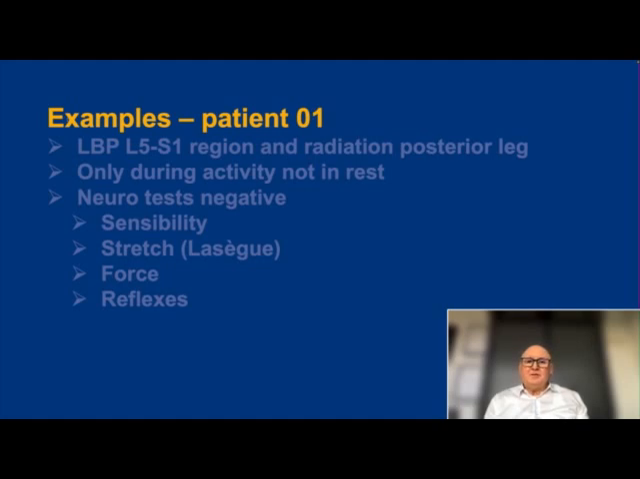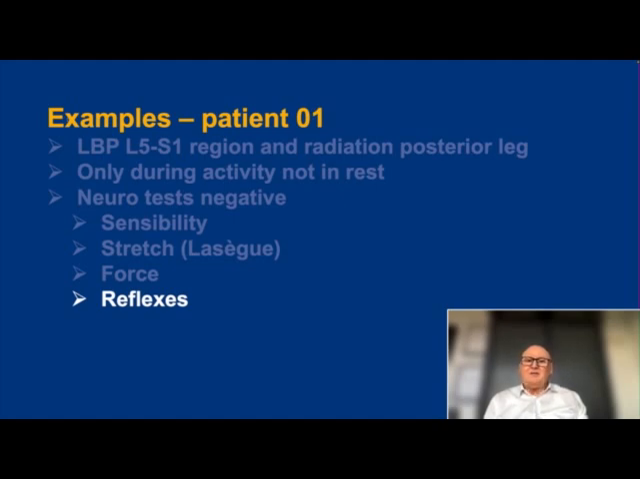Let's now look at a few examples. First example, patient 1. There is a patient with low back pain, and he points out the level L5-S1. So that's the pain area. The patient also says that there is radiation along the posterior side of the leg. The patient tells us also that the pain is only there during activity and not in rest. When we do the neurological tests, they are negative, so there is no change in sensibility. When we stretch the nerve, there is no typical pain.